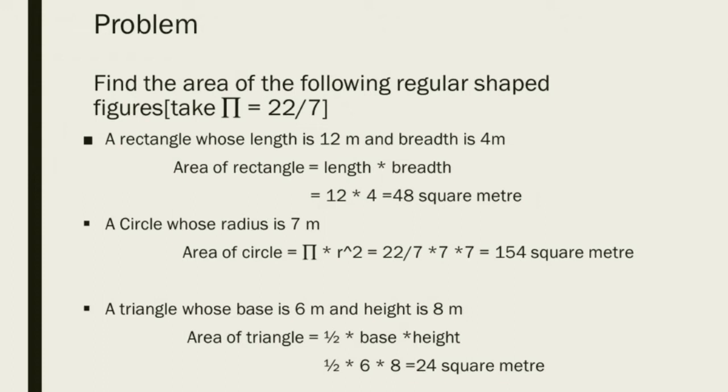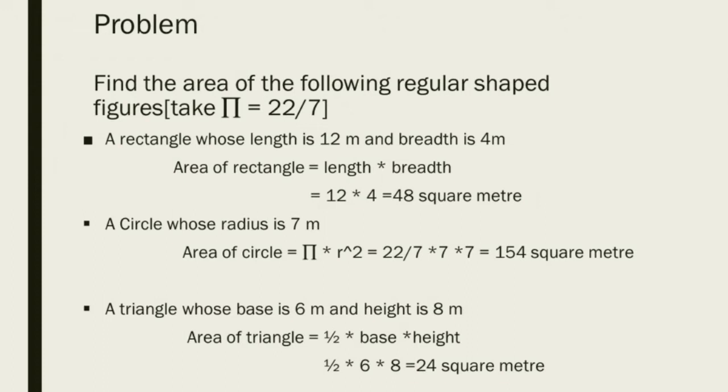First one, a rectangle whose length is 12 meter and breadth is 4 meter. What is the formula to find the area of a rectangle? As it is length into breadth. So 12 into 4 is equal to 48 square meter. Simple.